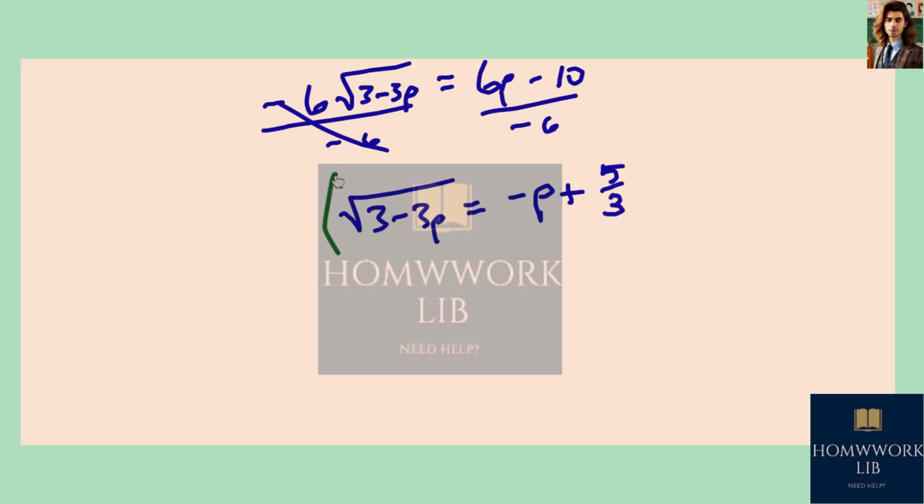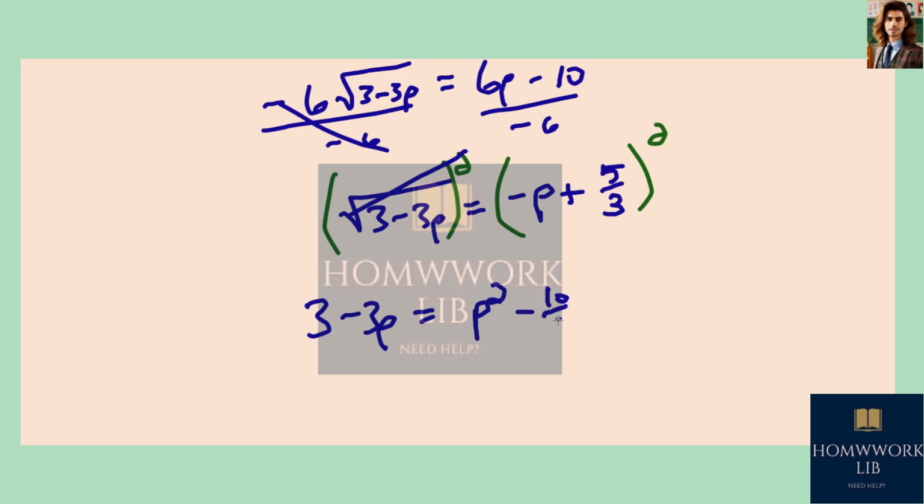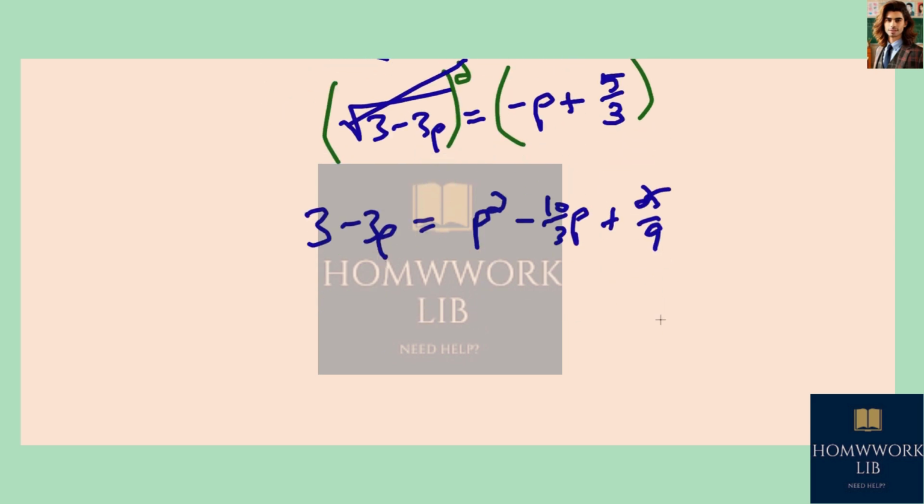Now we have an isolated radical. We could square both sides, so we'll have 3 minus 3p on the left, and then we'll have p squared minus 10/3 p plus 25/9 on the right. It's a quadratic. Let's set it equal to 0 by subtracting 3 and adding 3p to both sides. When you add 3p, think of it as 9/3 p. So this negative 10 plus 9 is a negative 1/3 p.